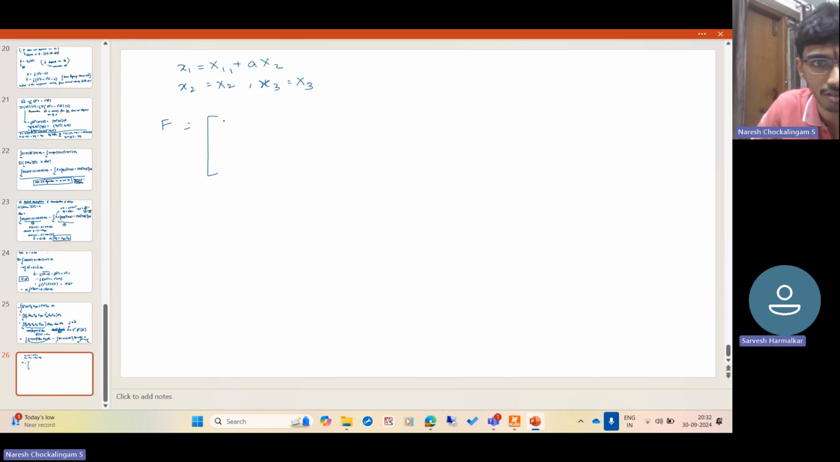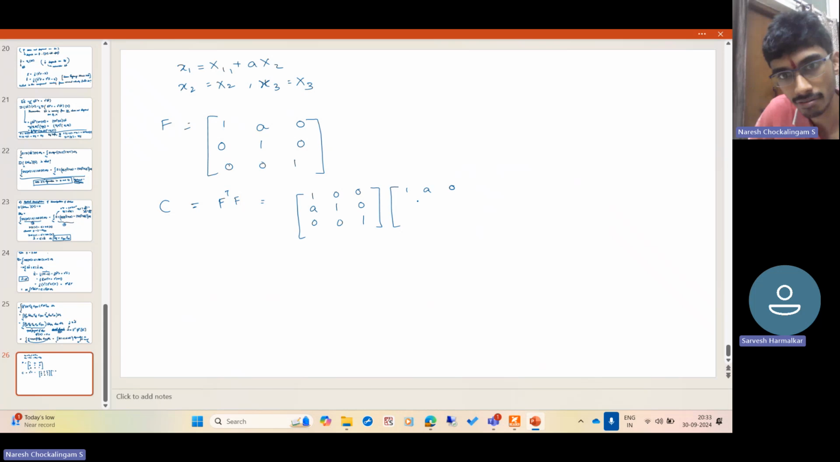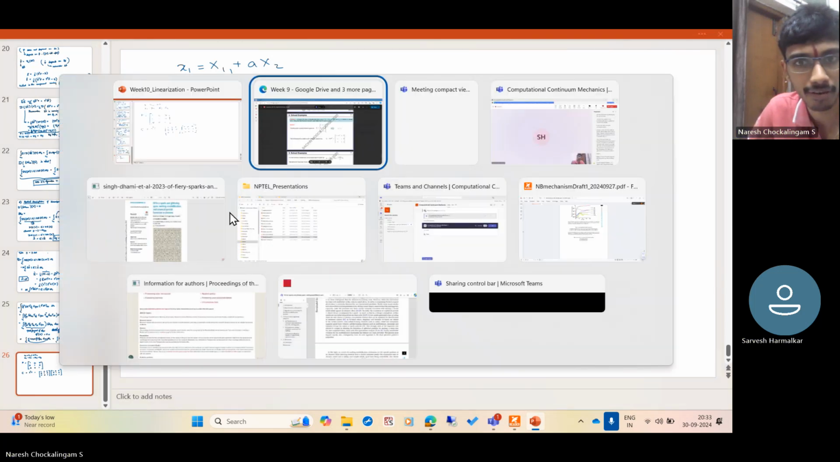F is, so it is 1, A, 0, then 0, 1, 0, 0, 0, 1. So C will be F transpose F, which is 1, A, 0, 0, 1, 0, 0, 0, 1, multiplying 1, A, 0. We require B, no? We require B.